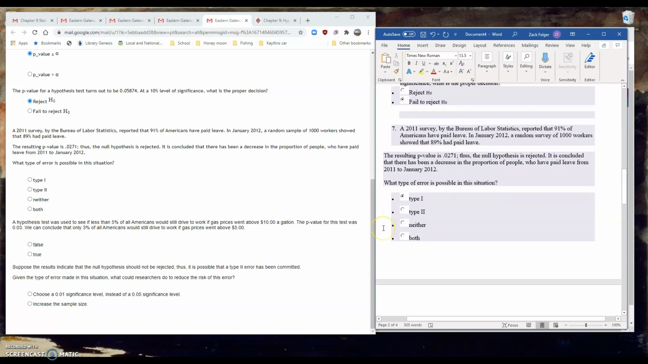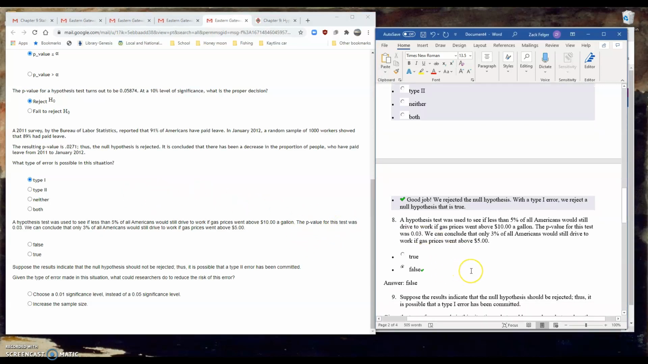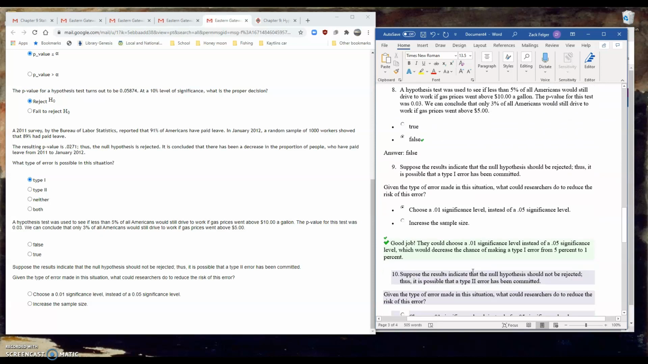So, we reject the null hypothesis, and with a type 1 error, we reject the null hypothesis that is true. So in this case, the null hypothesis is true. So we're doing a type 1 error. And then if you want a different instance where it isn't true, let's see if I could get you one here.